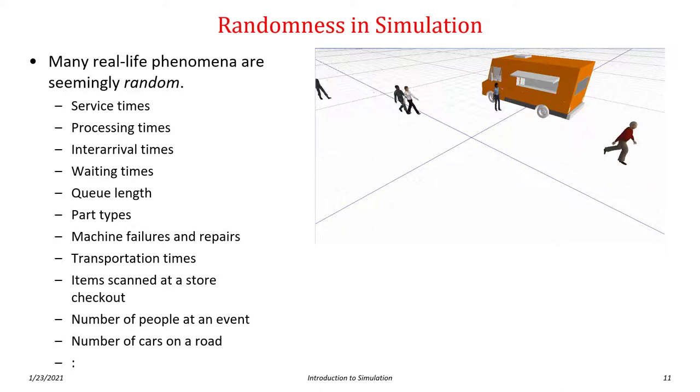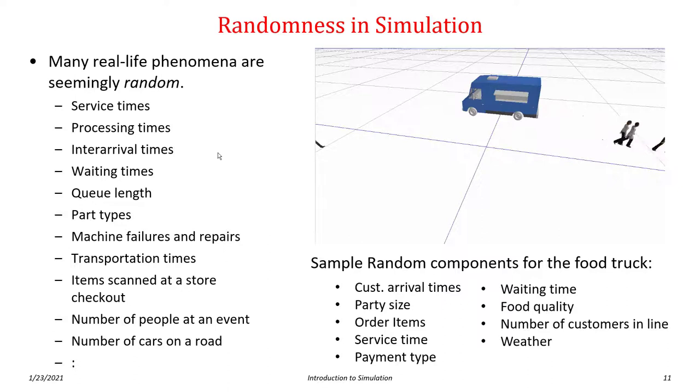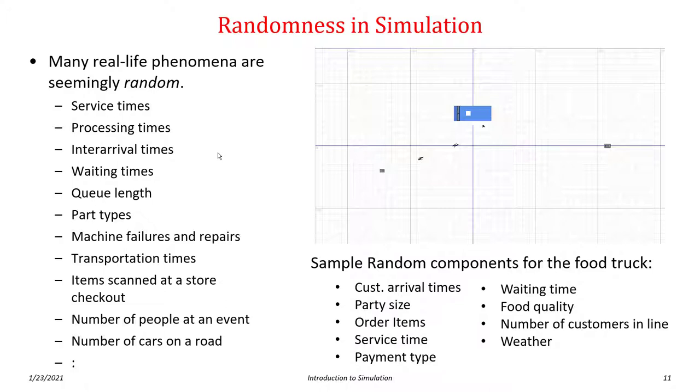If you think about the simple food truck model that I have here, you think about things like customer arrival times, the party size, how many people are coming together, the order item, what do people order, service time, how long does it take to put an order together, payment type, am I paying by cash, by card, by phone, the waiting time, if I want to go order food, how long am I going to have to wait, food quality, some days it's better than other days, so think about that as a random variable, the number of customers in line when I walk up, how many people are in front of me, the weather. Certainly the weather would impact customer arrivals.